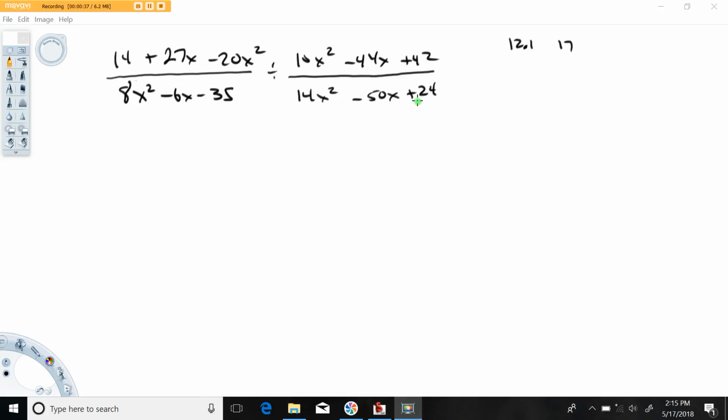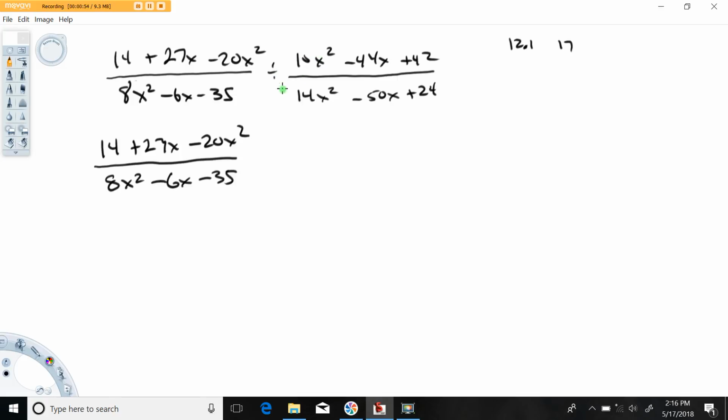So first things first, the first thing to do here is take care of this division sign. What I'm going to do is rewrite it like a multiplication. So this first thing, let's just leave alone. We're going to rewrite this division as a multiplication. Remember the old saying that dividing by a fraction is the same as multiplying by its reciprocal.